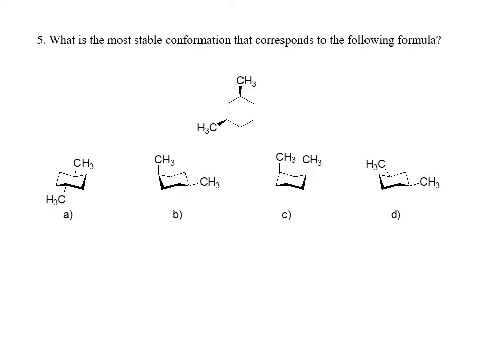D, this is also 1,3 dimethyl cyclohexane, and it is cis, and it's di-equatorial. So that's the correct answer, because it's the conformation of the compound in question, and it's the conformation that has the largest number of equatorial substituents. So D is the correct answer.